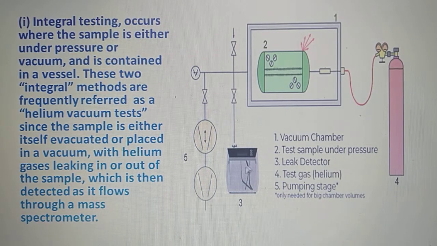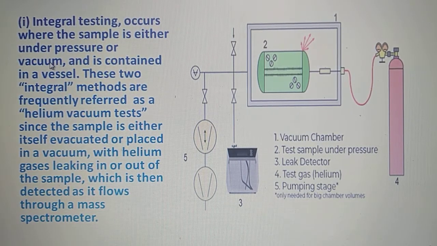And this number 3 is a leak detector, which helps you detect whether your chamber has a leak or not. And the fifth one is a pumping stage. This pumping stage is needed only when you have a very big chamber or a very big volume, that is, a big tank, and you want to produce a very high vacuum. So this is the diagram for integral testing.